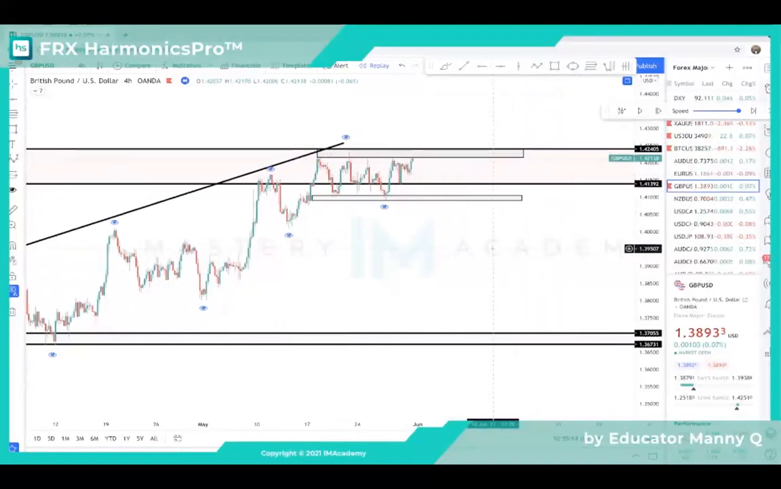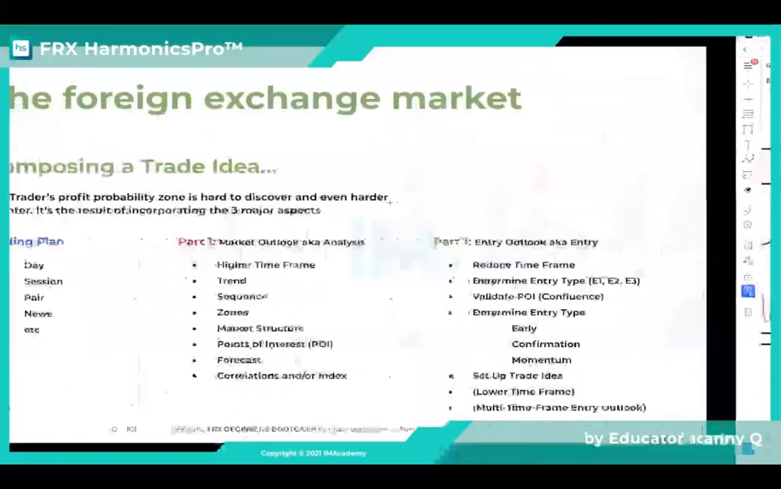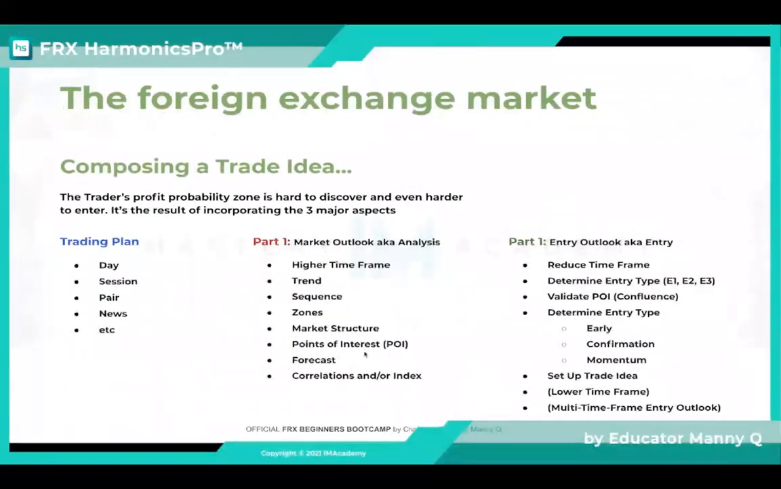Why are those my points of interest? These are my points of interest because these are the areas where I'm looking for the market to either break, or I'm looking to make a decision based off of these zones and the analysis that I'm already building. So once you determine your POI, where you want to see the market react or turn around or break and retest, whatever the case is, this is where you now have to create a forecast.